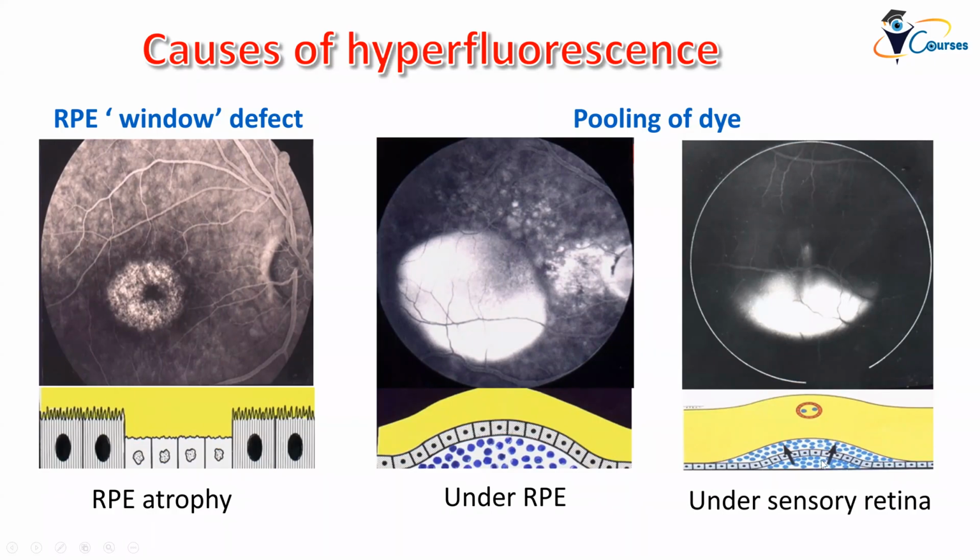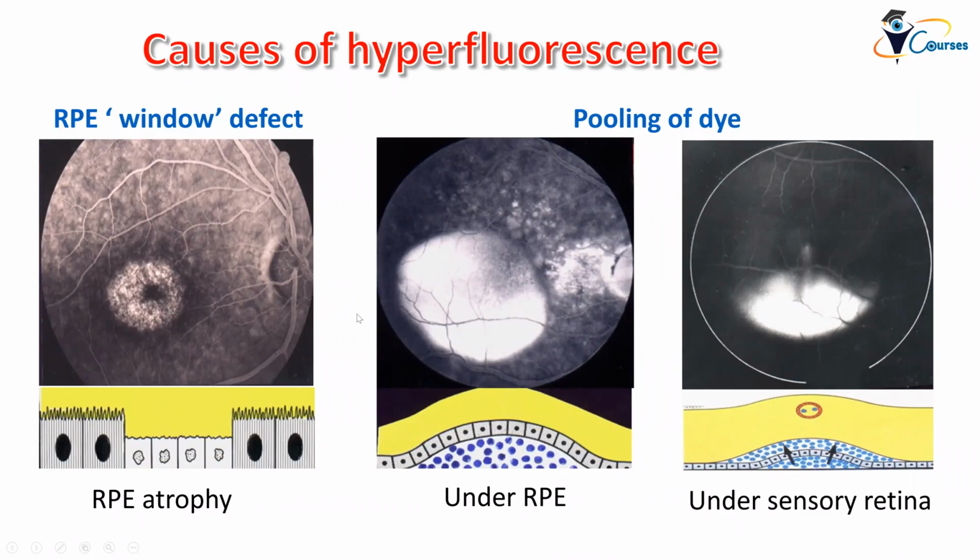Also, if there is neurosensory detachment, like this patient has both neurosensory detachment, there will be accumulation of the dye below the retina, and also RPE detachment, so there will be accumulation of the dye under the RPE, resulting in the pooling of the dye. So pooling again is another reason for hyperfluorescence.